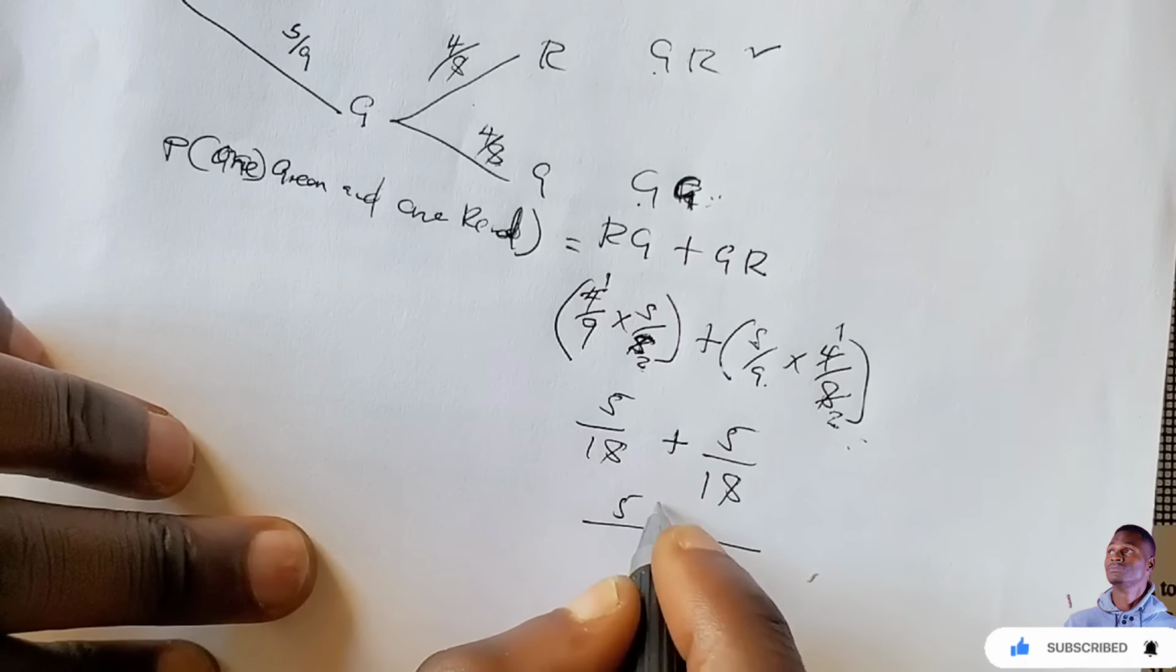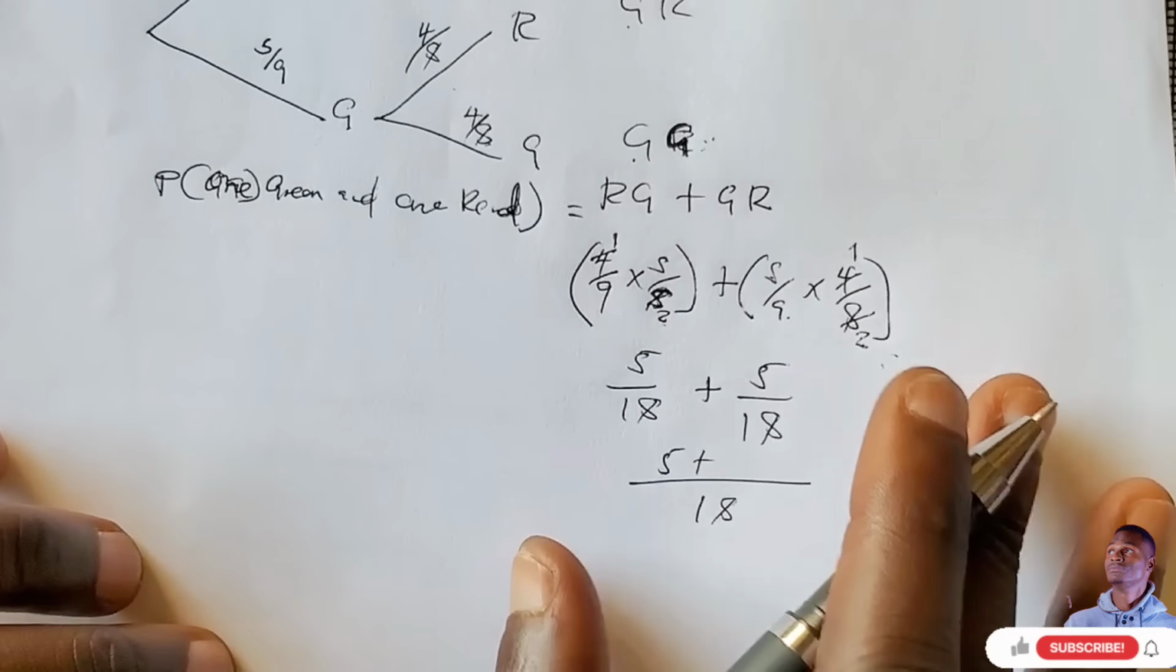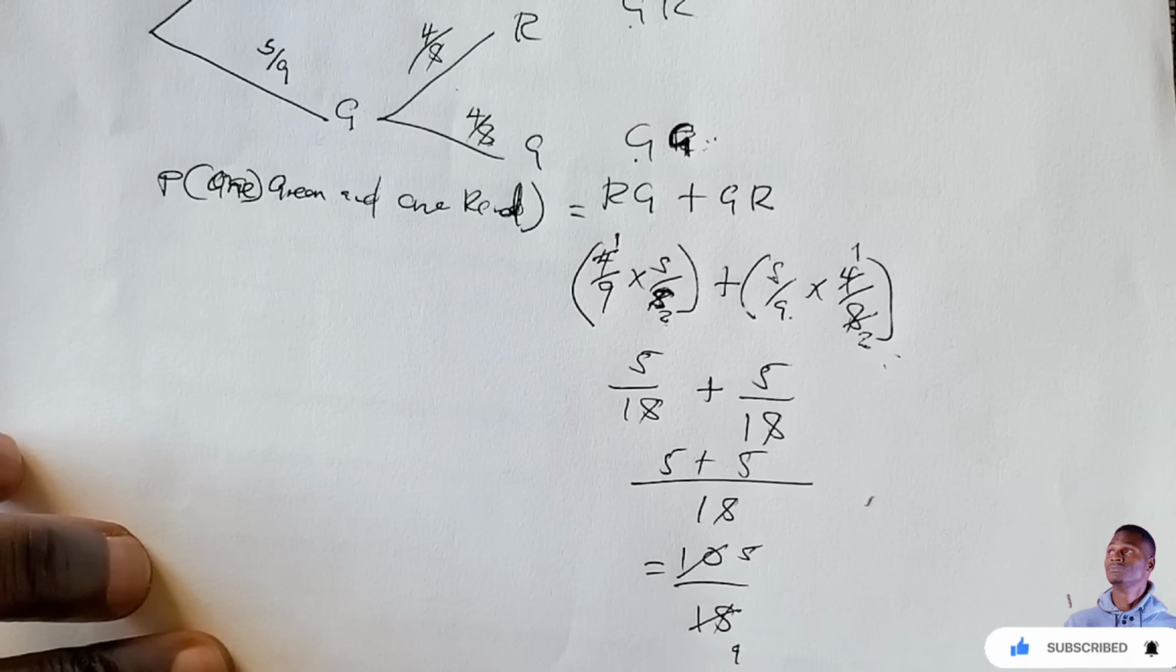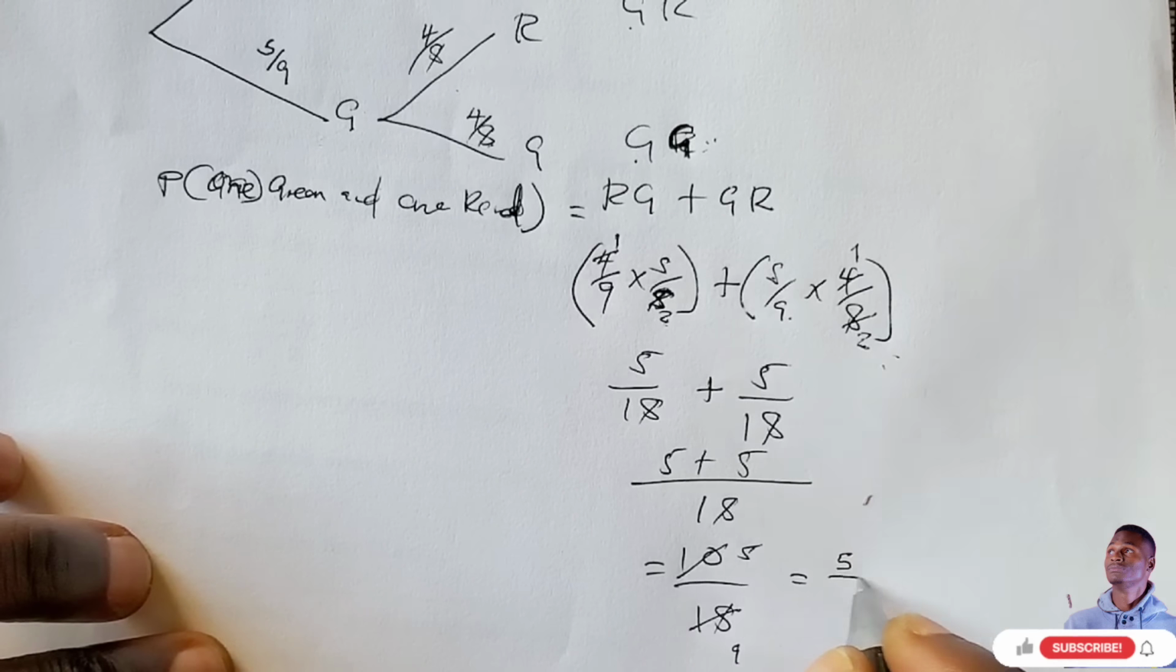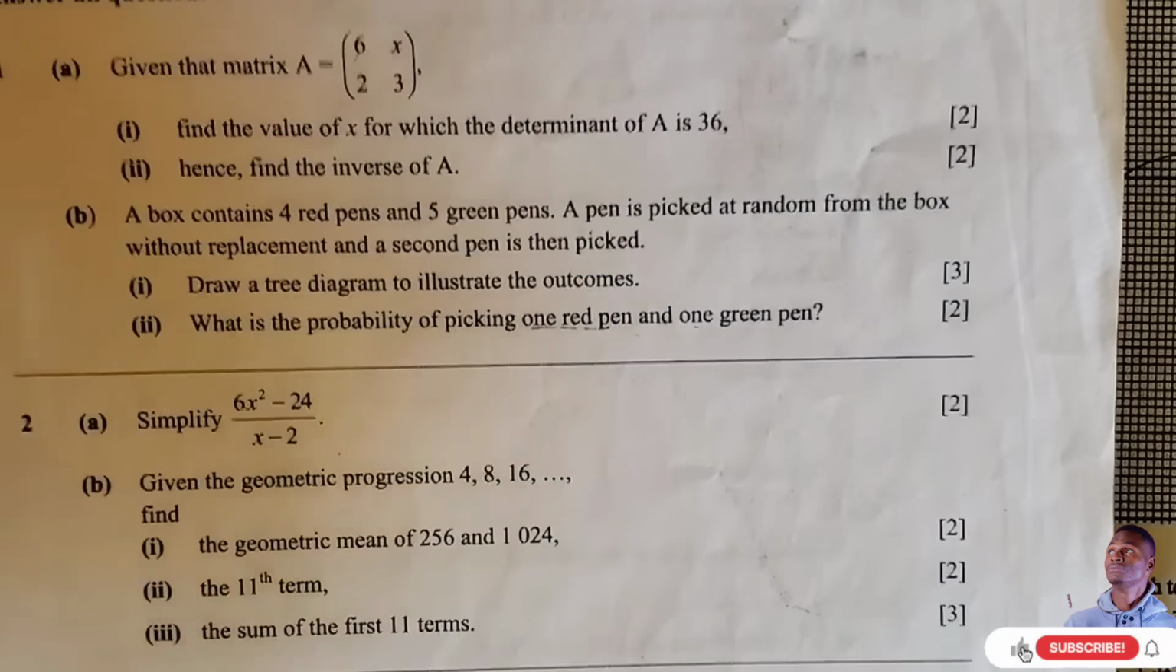Now we have the common denominator, which is 18. So you can just add the what? Numerators, 5 plus what? 5 plus 5. Very good. 5 plus 5 is what? 10 over 18. Do you have a number that can go into 10 and 18? 2 here, 2 here, 9. So the final answer is 5 over 9. We are done with the first question. Are we together? Yes. The first question is done. So we go to the second question, which is question 2.